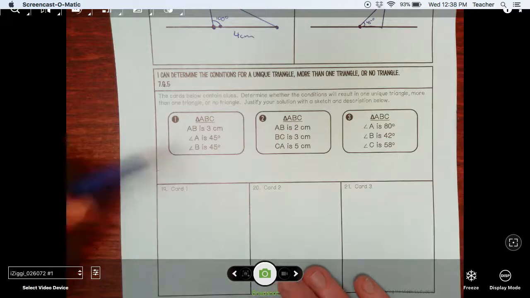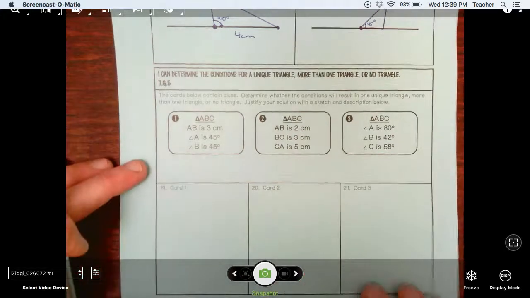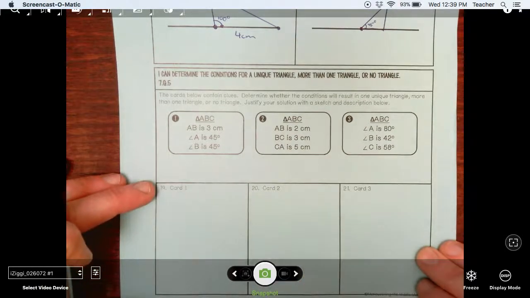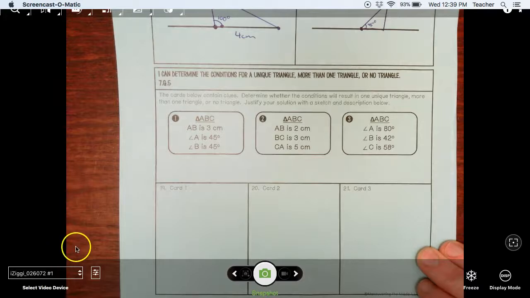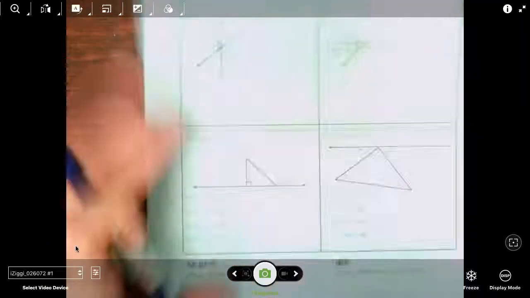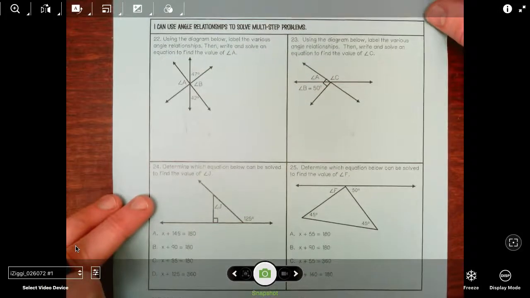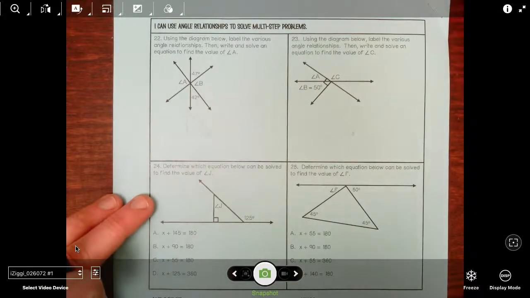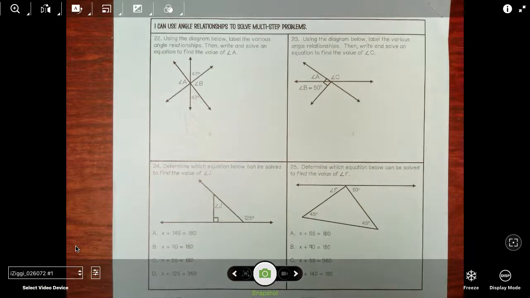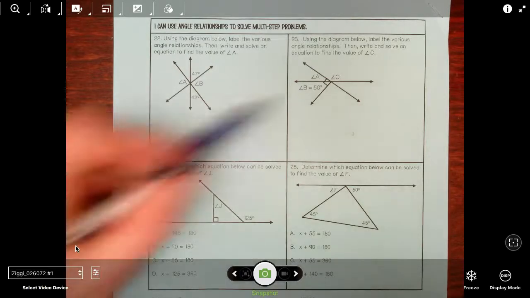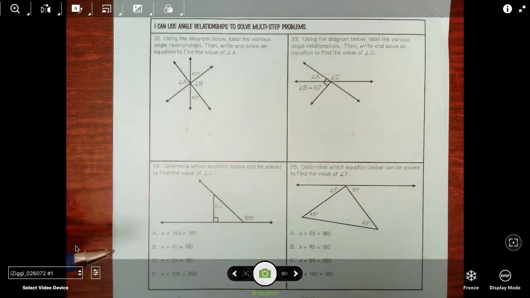This section down here, we actually have not covered yet. So we're going to be coming back to that next week. Go ahead and flip the page, and we can do this section. I can use angle relationships to solve multi-step problems. So we're going to put together everything that we have learned thus far to solve these specific problems and find the value that you are being asked for. Alrighty, and that is that.